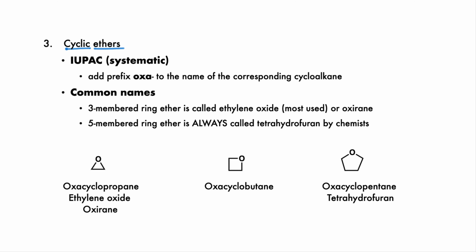Cyclic ethers are important to know. In IUPAC systematic nomenclature, the prefix oxa is added to the name of the corresponding alkane with the same number of atoms. The 3-membered ring cyclic ether is oxacyclopropane, the 4-membered is oxacyclobutane, and the 5-membered is oxacyclopentane. In common nomenclature, the simple 3-membered cyclic ether is almost always called ethylene oxide, but can sometimes be called oxarane. The 5-membered ring cyclic ether is always called tetrahydrofuran. We won't discuss where this name comes from. It's a very common solvent.